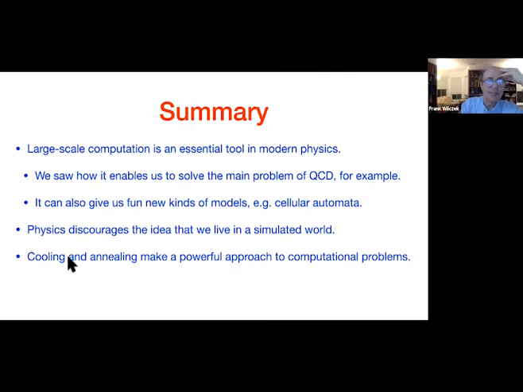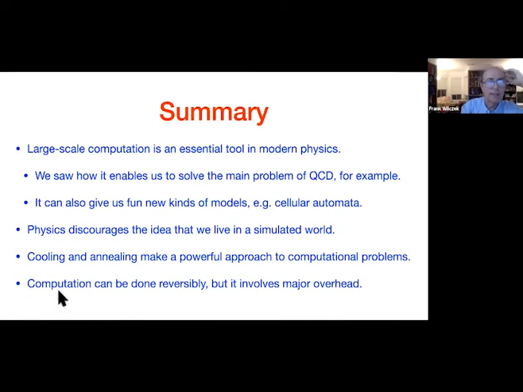Then we discussed how cooling and annealing are a powerful approach to computational problems, and the deep basis for this, that you can map a wide variety of computational problems onto the problem of minimizing the energy of physical systems. And finally, that computation can be done reversibly, but to do that requires major overhead. You have to keep track of a lot of useless information, and you can't do erasing. So those are the main points I wanted to cover today, and thanks for your attention.